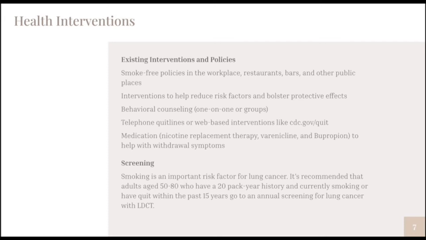Interventions support reducing risk factors and increasing protective effects. There are web-based therapies like cdc.gov/quit, telephone quit lines, and behavioral counseling, individual or group. Additionally, there are medications including nicotine replacement therapy to ease the withdrawal symptoms. Since smoking is a significant risk factor for lung cancer, it is advised that individuals aged 50 to 80 with a 20-pack year smoking history who are currently smoking or have stopped within the last 15 years have an annual lung cancer screening using LDCT.